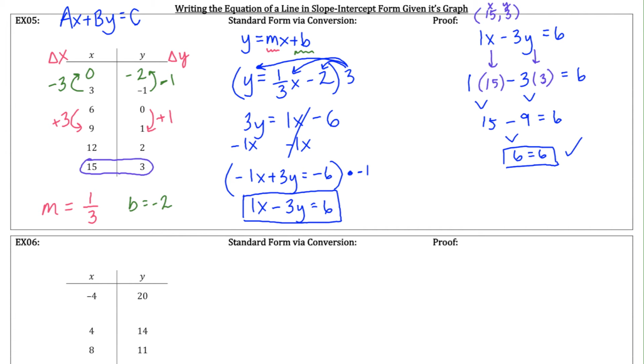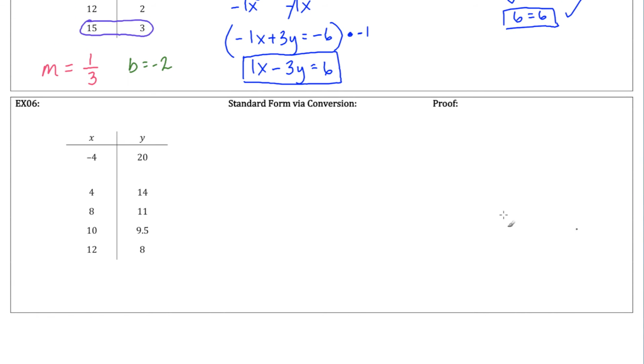All right, let's do one more. So once again, we know how to write the slope-intercept form, y equals mx plus b. And so let's find the slope. So for it, change in y, change in x. 14 minus 3 is 11. 4 plus 4 is 8. So my slope, a negative over positive, is a negative 3 over 4.